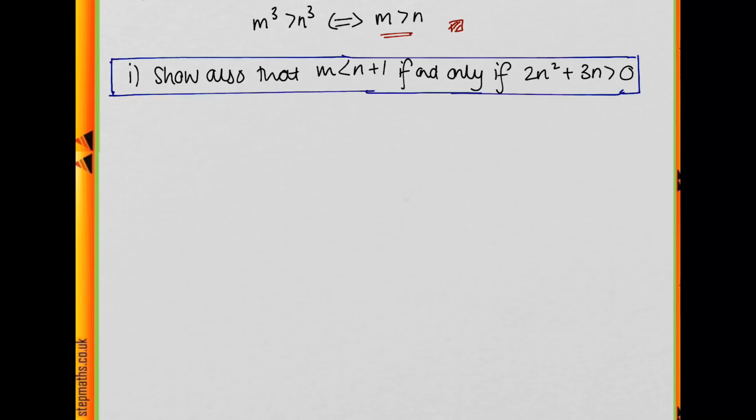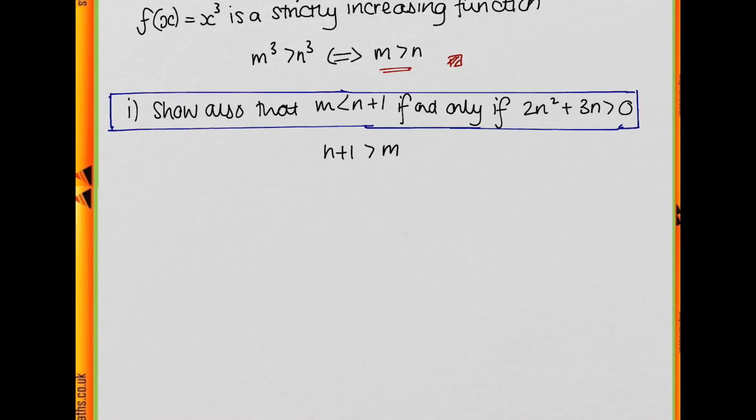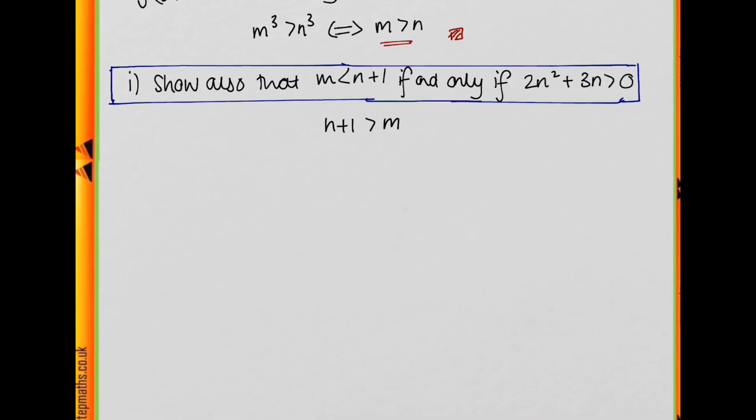Now, for the second part, we're asked to show also that m is less than n plus 1 if and only if 2n squared plus 3n is greater than 0. So let's start with one of these statements. Start with n plus 1 is greater than m. I've just written the inequality the other way around. And note that we've been working with cubing terms all this time, so let's cube both sides. So this is an equivalent sign, so it means that we can always go backwards in the argument. So here we've got n plus 1 cubed is greater than m cubed, and this is because cubing is a strictly increasing function.